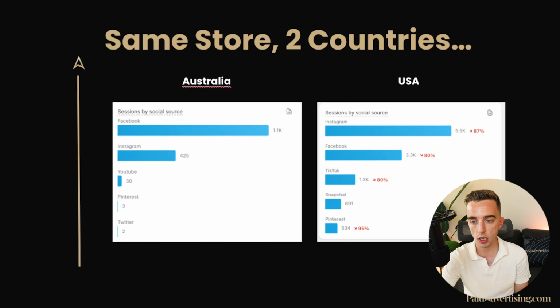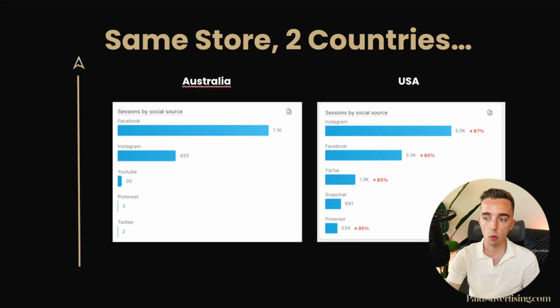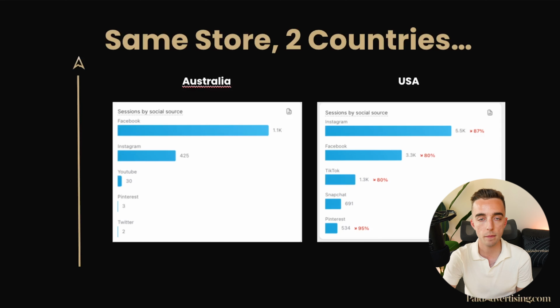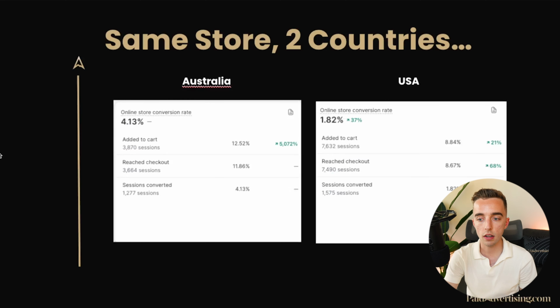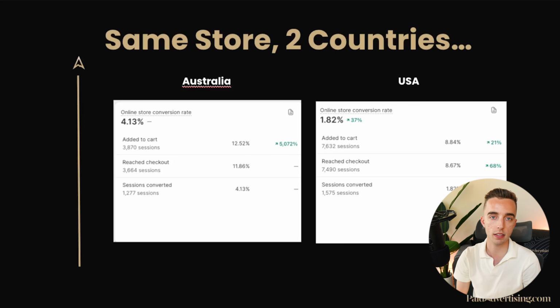Australian versus US market. The sessions by social source. Keep in mind, they're both making the same style of content for both markets. Well, what do you know? In Australia, a big portion of the traffic actually comes from Facebook, whereas in the USA, it's a lot more Instagram based than Facebook. Interesting. Let's continue. In Australia, same website, the conversion rate is 4.13%. It's 1.8% in the US.